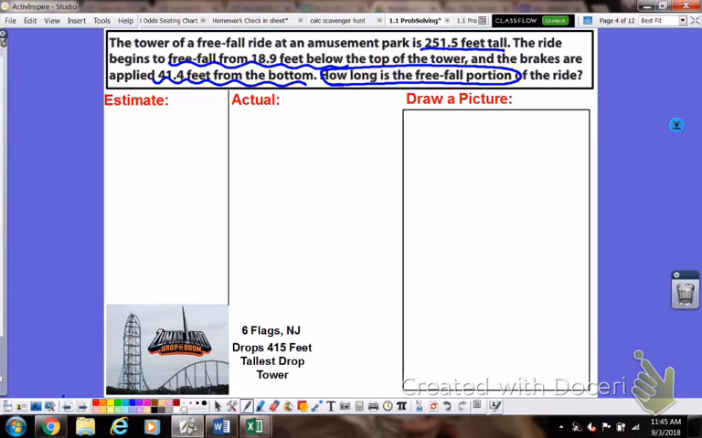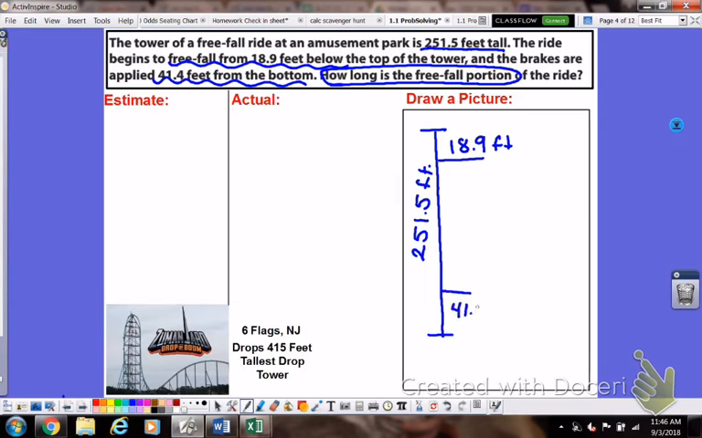Now, before we start making a plan, it might help us if we draw a picture. So, what do we know first? We know that the entire ride is 251.5 feet. That's our whole ride. Now we know that the free fall begins 18.9 feet below the top. So we go below the top, 18.9 feet. And we also know that the brakes are applied 41.4 feet from the bottom, so we go up from the bottom.